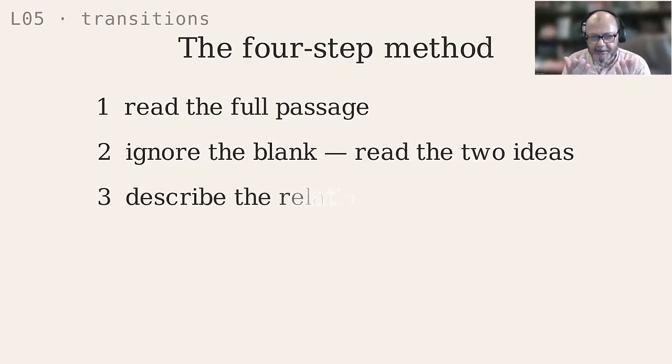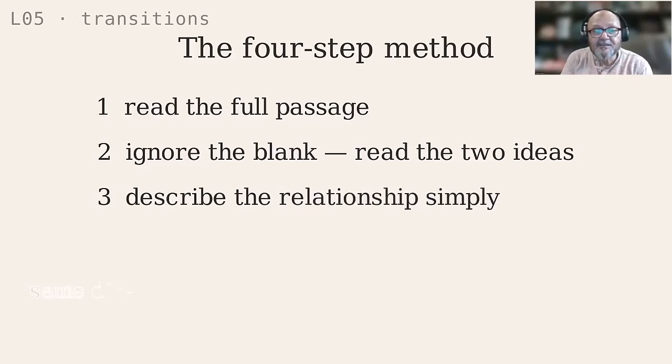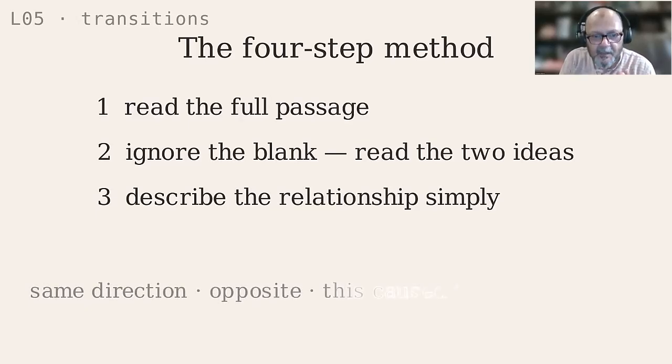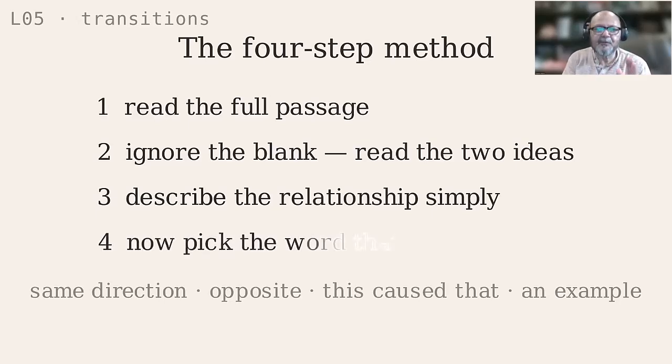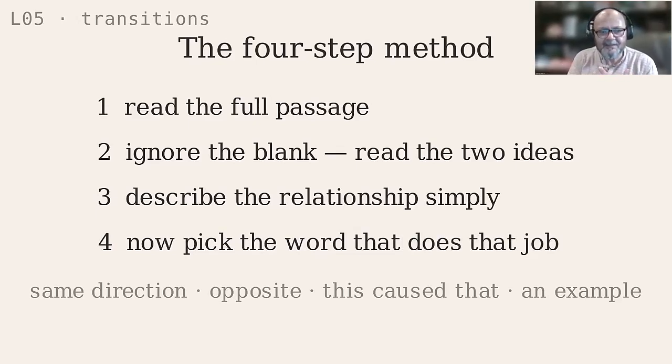Ask yourself, is the writer adding information? Is the writer giving an example? Is the writer showing a result? Is the writer changing direction? Is the writer clarifying an idea, or is the writer describing a sequence, right? You can use very simple phrases in your mind. Same direction, opposite direction. This caused that. Here comes an example, right? So step 4. Now look at the answer choices. Choose the transition that performs the job you already identified, right? You're no longer asking which word sounds good. You're asking which word does the job I need. That is a much easier question, right?